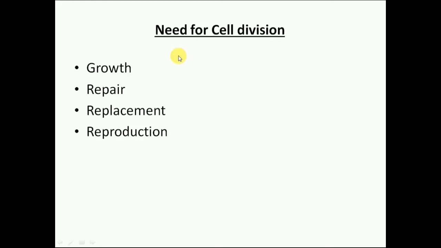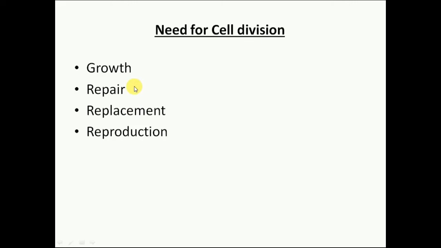So the first is need for cell division. Now, why is cell division required in our body? The first is growth. As the cell divides, it helps in the growth of our body. And also we know that every life starts with a single cell, and as the cell divides, it begins to form an organism. All the organs are formed, tissues are formed. From that only the growth occurs.